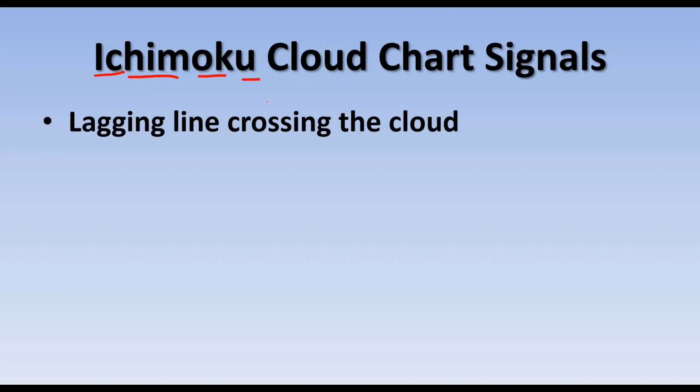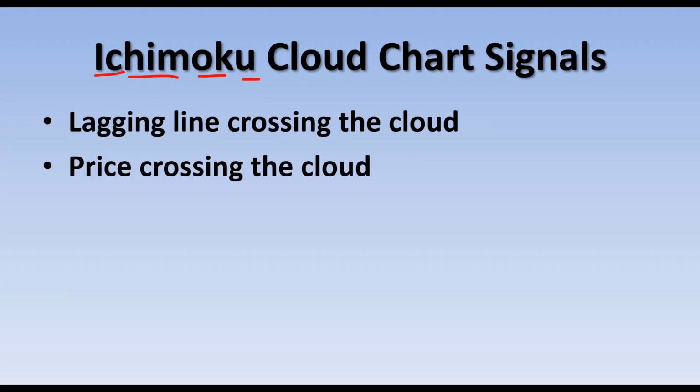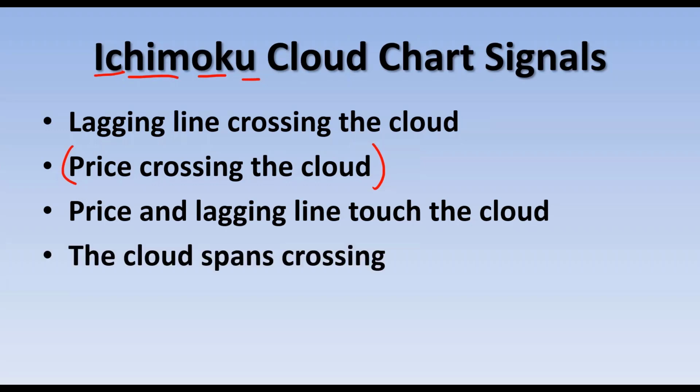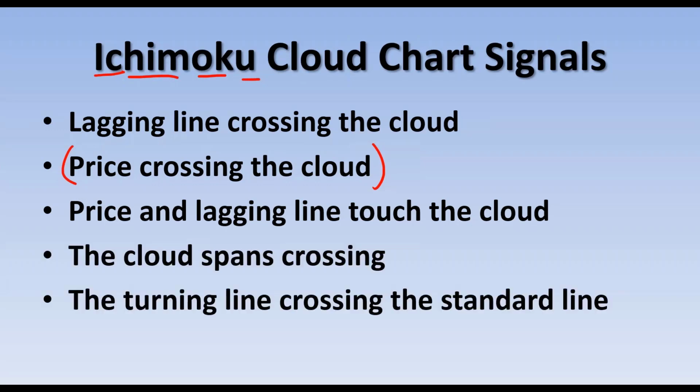Lagging line crossing the cloud is a really good one. It's slow, but it's really strong. Price line crossing the cloud is the one you're going to learn today because it's the easiest one visually to represent and find some really good trades. Price and lagging line touching the cloud, spans crossing, the turning line crossing the standard line.